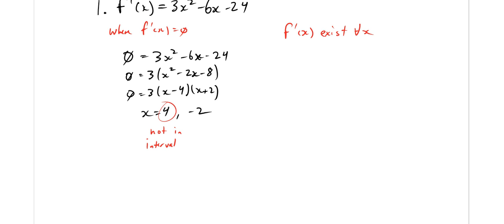Step 2 is find the function value of each of the x values in step 1. So there's just one. So f at negative 2. Plug that in. Now we're going back to the original function. Don't make that mistake and plug it into the derivative. I don't care about the maximum values of the derivative. In fact, if I put that into the derivative, I'd get 0, right? That's where that came from. But we're going back to the original function.